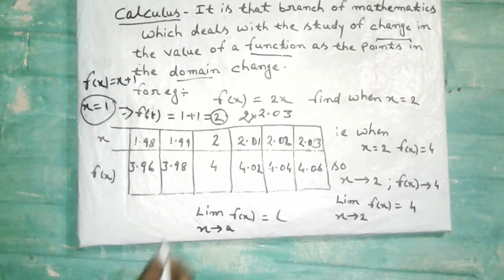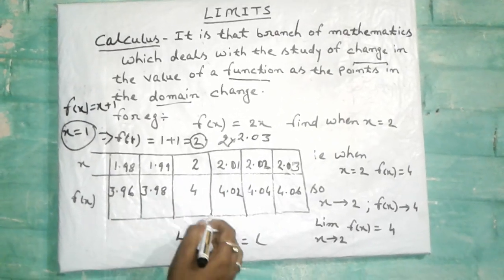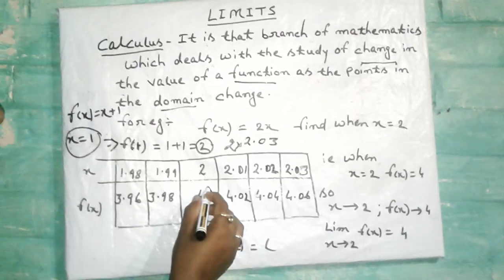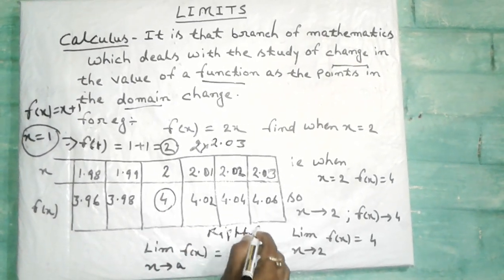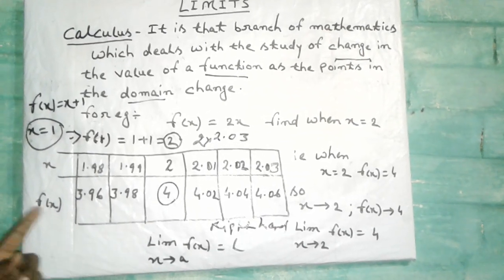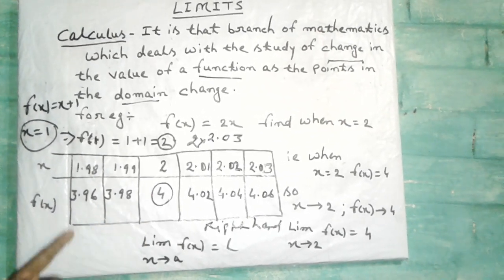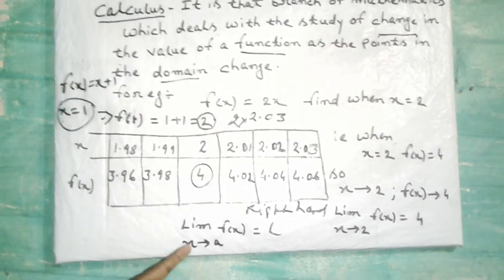So we should understand that when the value is more than 2, we get a value which is more than 4. This is called the right hand limit. Similarly, these values which are on the left side are called the left hand limit.